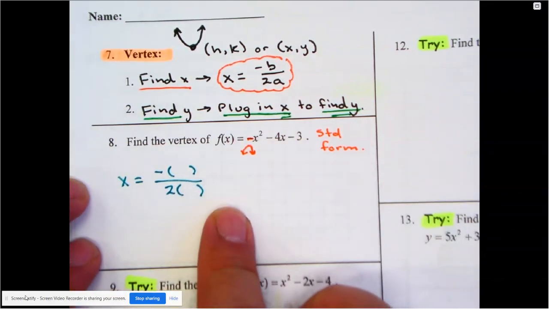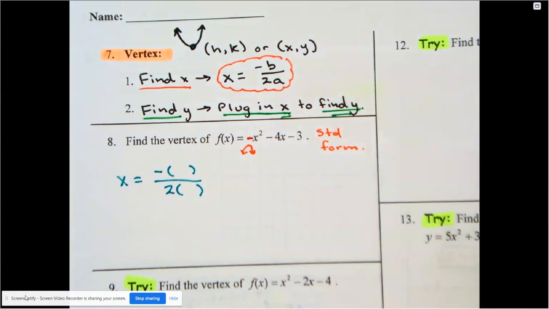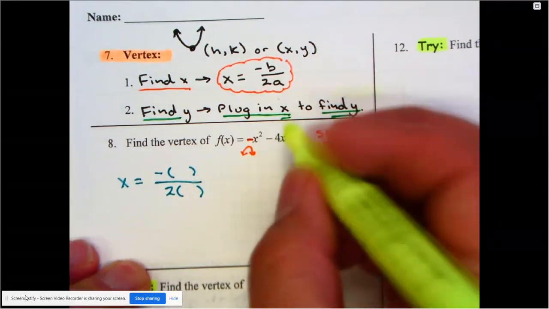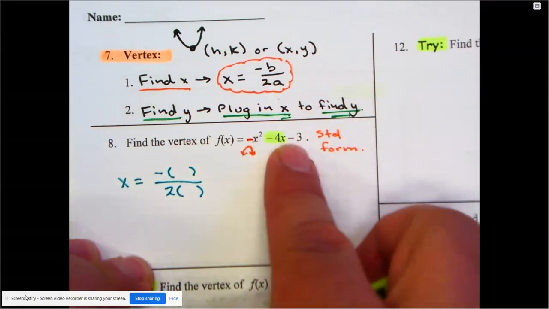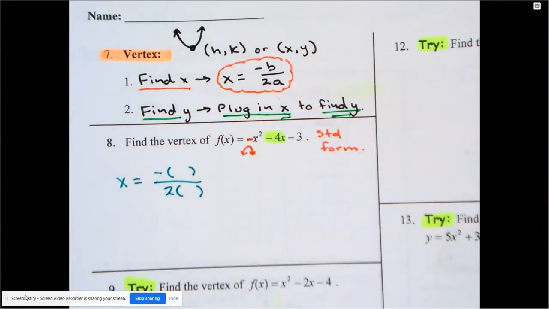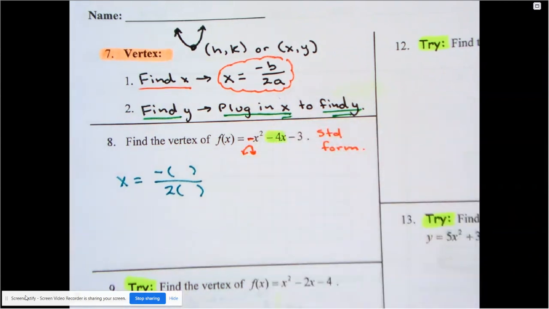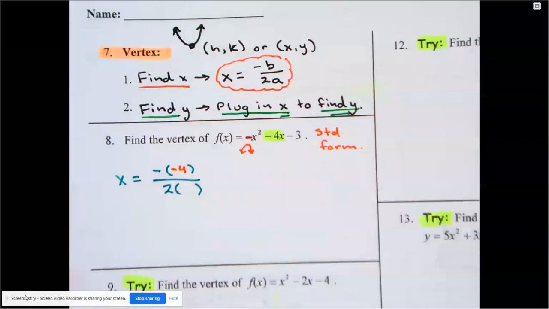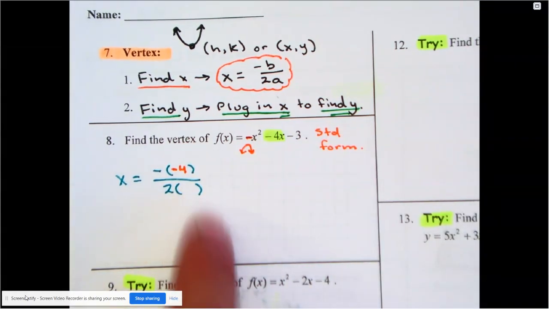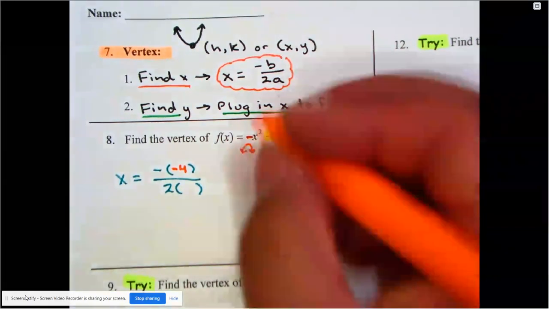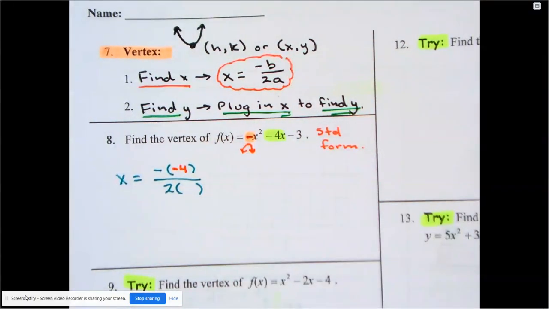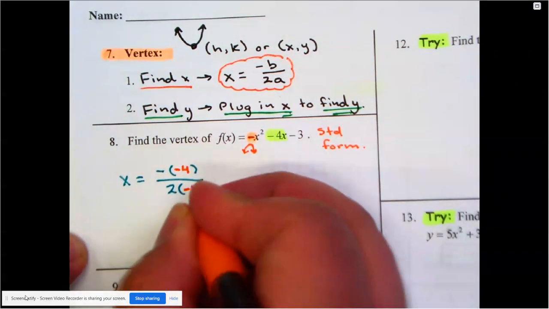So notice, when you set it up, you should have 2 empty parentheses, but it says negative b. Well, my b value is what's next to the x, not the x itself, but whatever's next to it. So it's a negative 4, so then I'm going to put a negative 4 in here. And then it says, tell me what the a value is. Well, the a value is whatever's in front of the x squared. And in this case, it's just a negative. But of course, it'd be weird to just write a negative sign. So we're going to write in a negative 1.